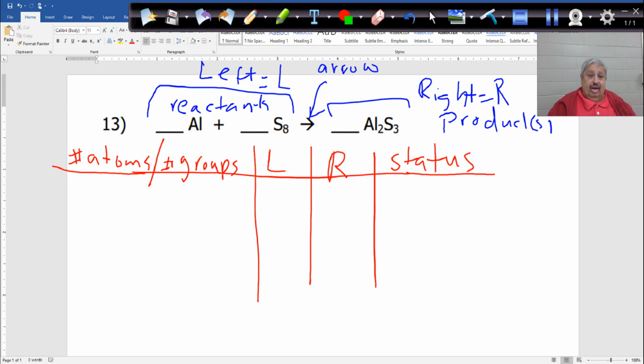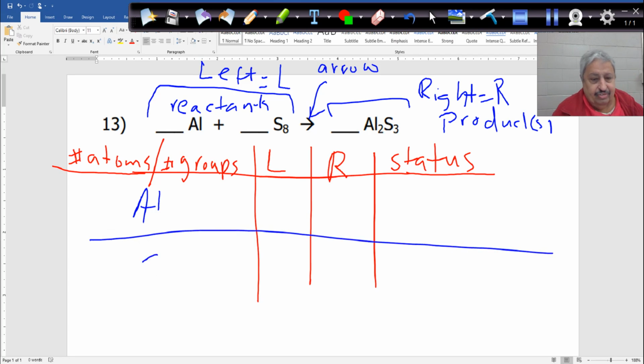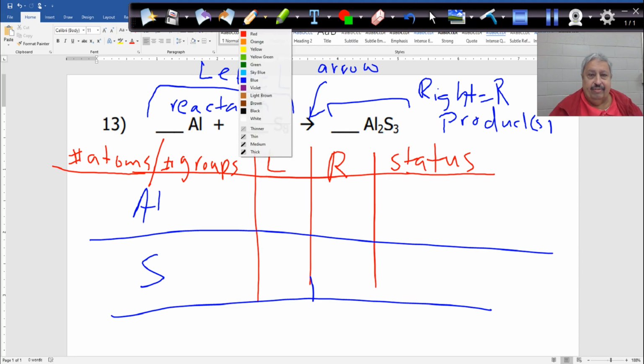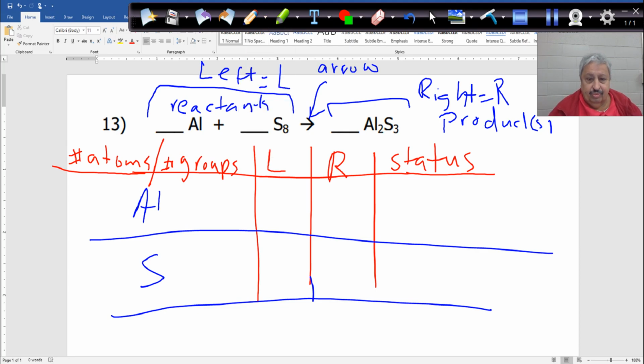So how many types of atoms do we have? We have aluminum here, and we have sulfur. Do we have another one? No, we have those two. So on the left, how many aluminum do we have? Aluminum is 1. On the right, how many? 2. Status: not balanced. X means not balanced. Sulfur on the left is 8, and on the right 3, not balanced.